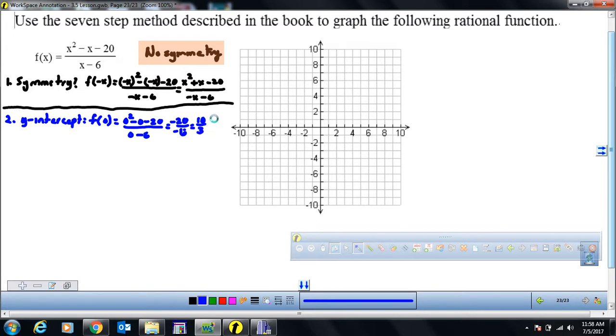So my y-intercept is going to be the point 0, 10/3. That is my y-intercept. So what does that mean? That is going to cross the y-axis at 10/3, which is 3.3. So this is where my y-intercept is going to be, approximately.